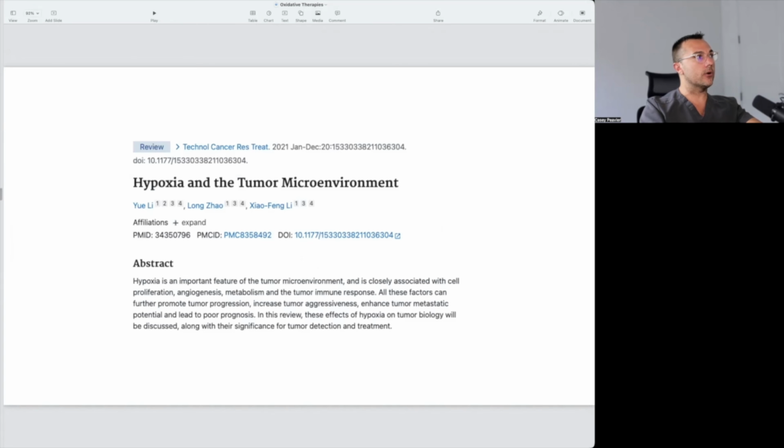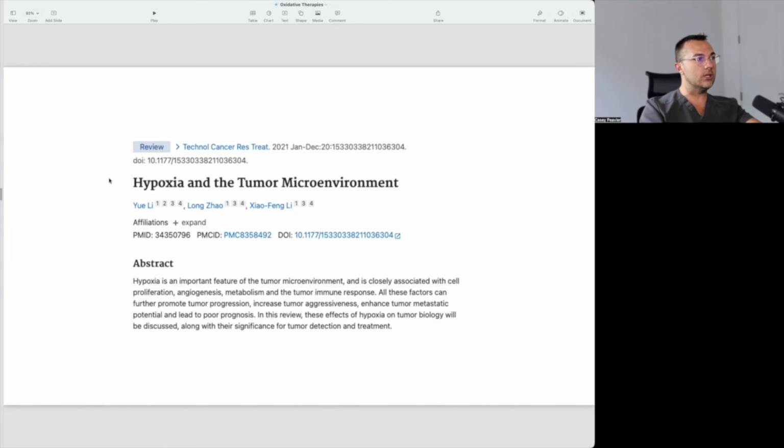So the first paper I'm going to look at is titled Hypoxia and the Tumor Microenvironment, published in 2021. In the abstract, it says, hypoxia is an important feature of the tumor microenvironment and is closely associated with cell proliferation, angiogenesis, or the creation of new blood vessels, metabolism, and tumor immune response. All of these factors can further promote tumor progression, increase tumor aggressiveness, enhance tumor metastatic potential, and lead to poor prognosis. These are things we talked about in the last videos.